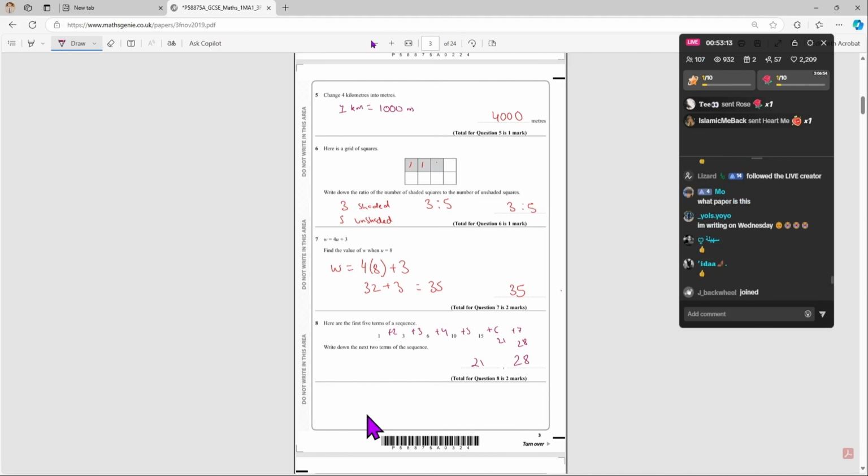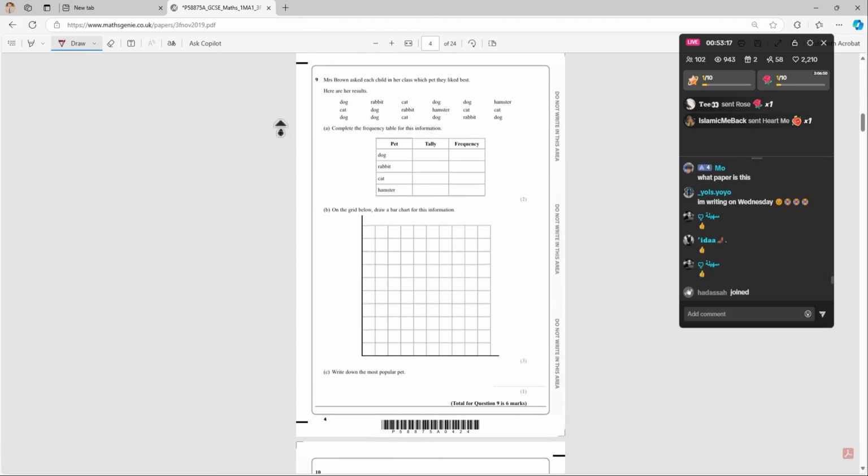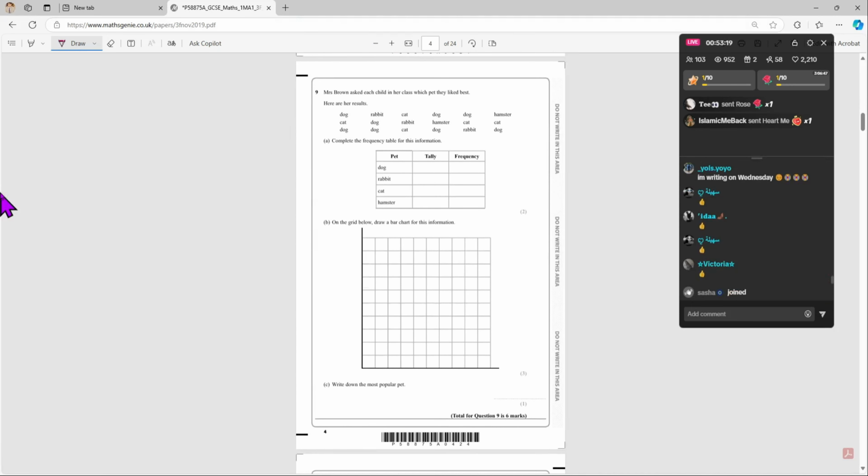So let's move on to question number 9. Mrs. Brown asked each child in her class which pet they liked best. Here are her results. Now, complete the frequency table for this information.